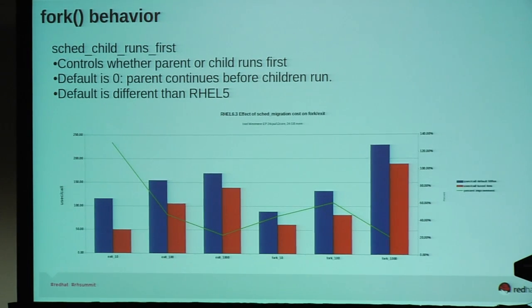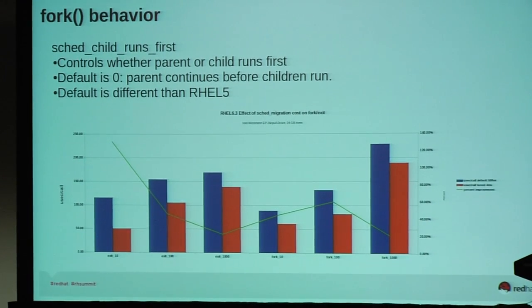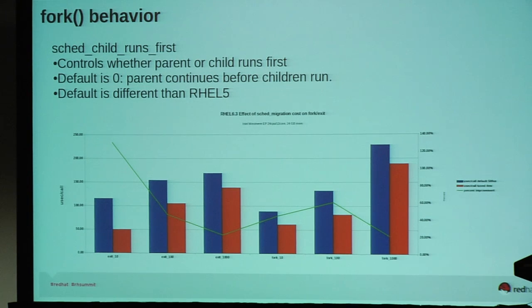There's another tunable that I don't think is in any of the TuneD profiles, but some big shift happened between RHEL 5 and 6, and that is when one process forks another, the parent doesn't continue to run. The context switches to the child, and in general, more than half of the time, this is the correct thing to do. However, if you have an application that relies on the behavior of RHEL 5, you're going to get a performance drop, which is what this shows right here. And then the correct thing to do is to set this other tunable, and we'll talk about an example of that in a few minutes.